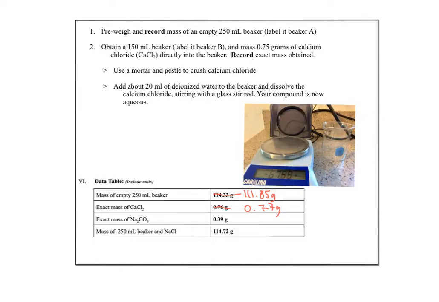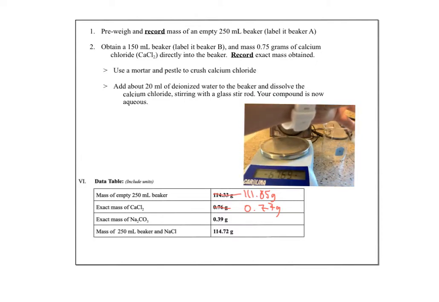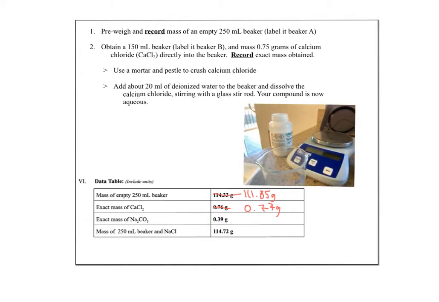And transfer it back into this beaker. Now it's more of a powder. Add about 20 milliliters of deionized water to the beaker and dissolve the calcium chloride with a glass stir rod. So, let's cap my chemical. And we are going to add about 20 mils of DI water.